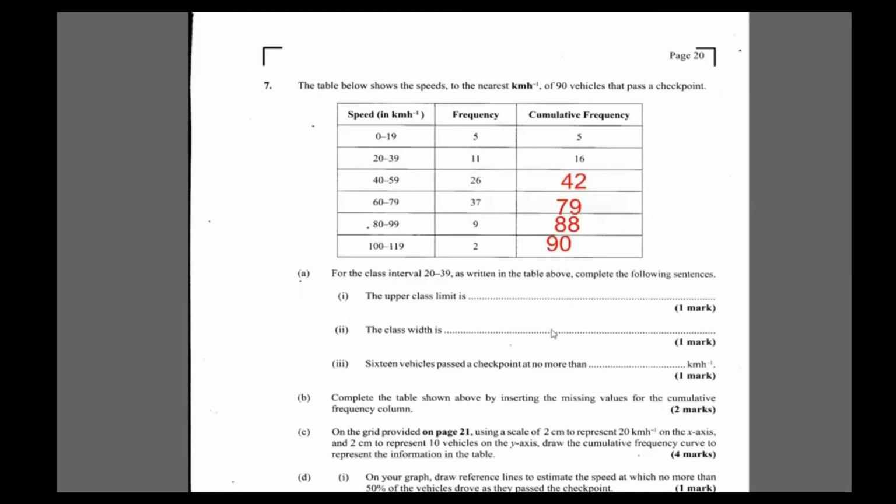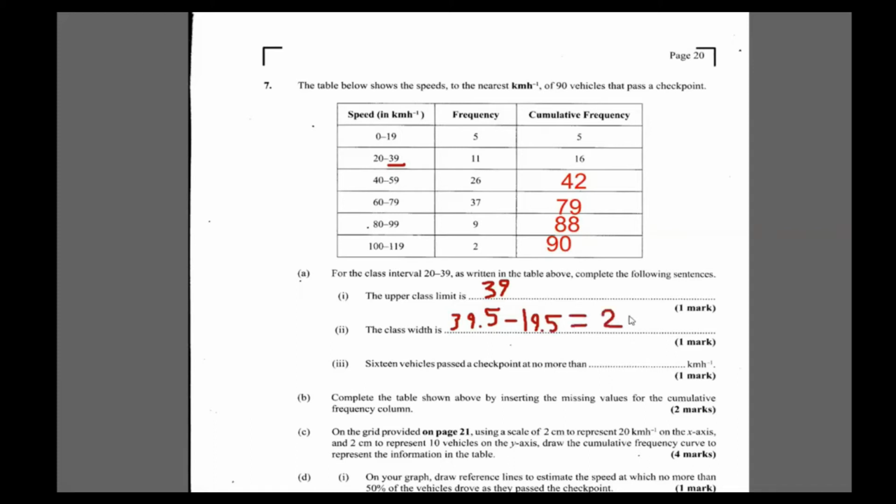Now we've finished completing the table, and we're asked for the class interval as written in the table. Complete the following sentence. The upper class limit, not boundary, upper class limit for 20 to 39, is just 39. Then it asks for the class width. The class width is going to be 39.5 minus 19.5, and so the class width is 20.